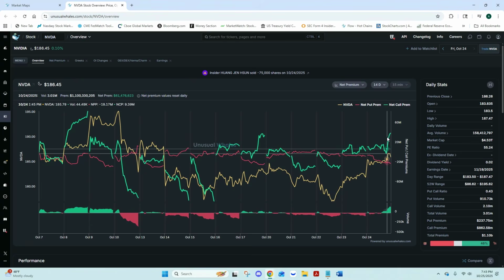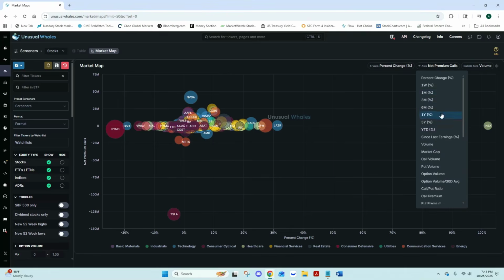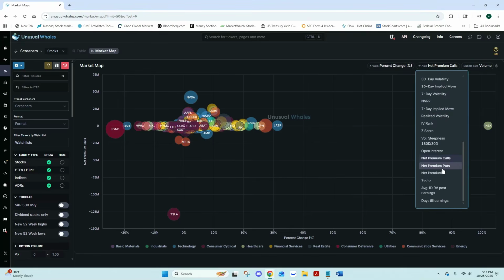But this catches my eye because your price hasn't really moved up a ton since that call premium came out, and you know earnings are coming up. That's kind of the bad thing there though. But that would catch my eye here. And let's say we want to look at put premiums here. So let's look at the net put premiums.